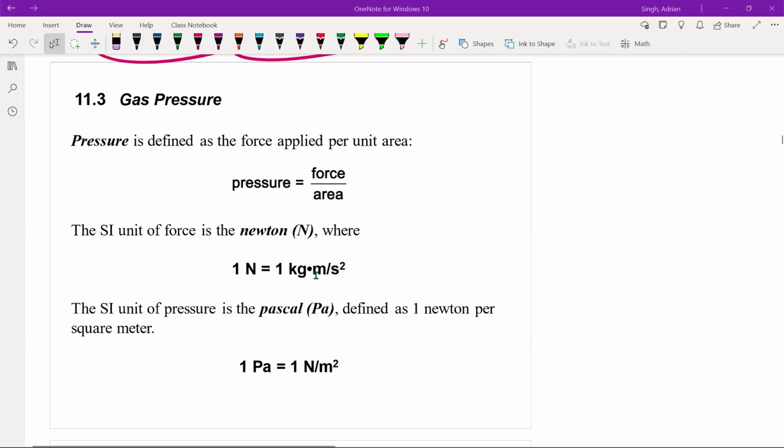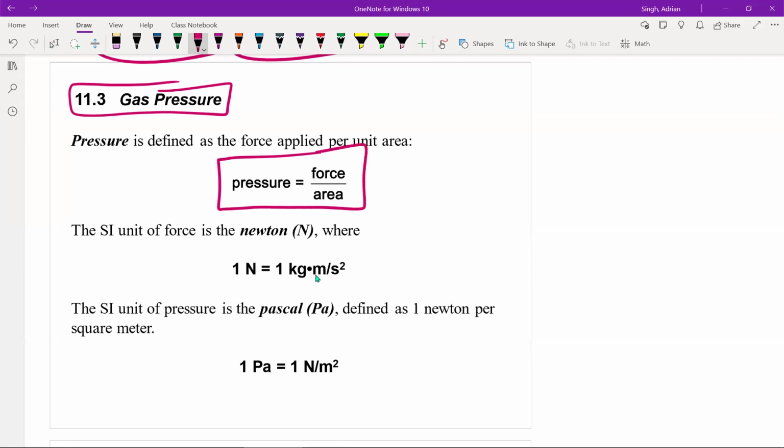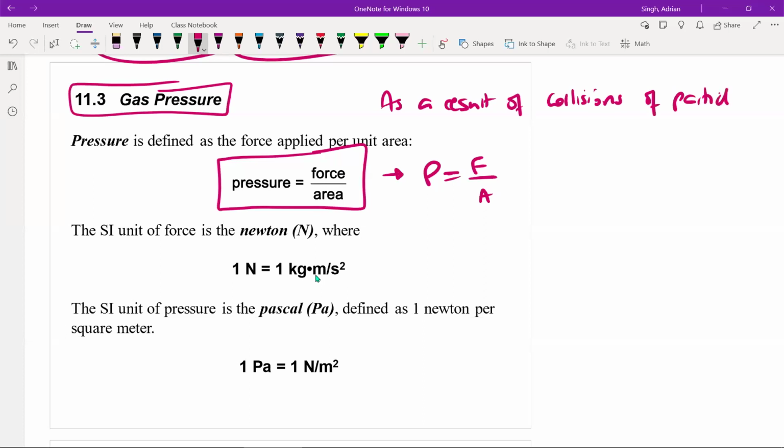So we're going to take a closer look at one of the new properties, one of the new terms that we introduced in this section, which is the pressure that a gas is going to exert. So remember, we talked about pressure being defined as the force applied per unit area, right? So we can say pressure is equal to force over area. And again, this is as a result of collisions of the particles, the gas particles, with the walls of the container.